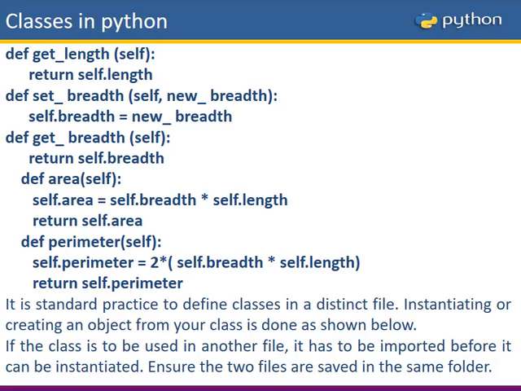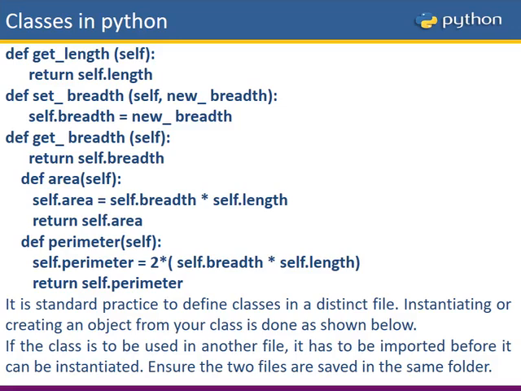The self.area will be the return of self.length multiplied by self.breadth, or self.breadth multiplied by self.length. So we return the self.area.